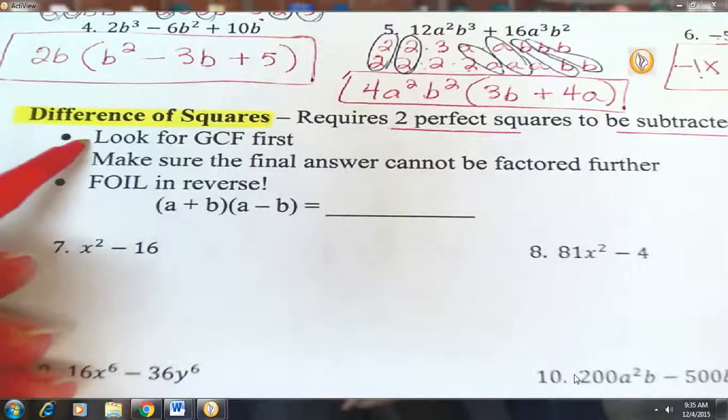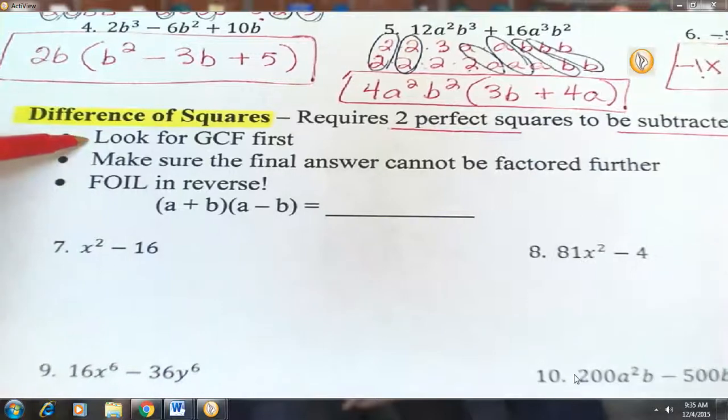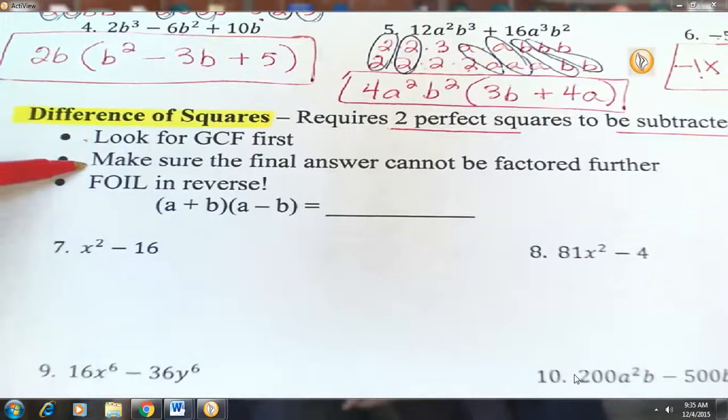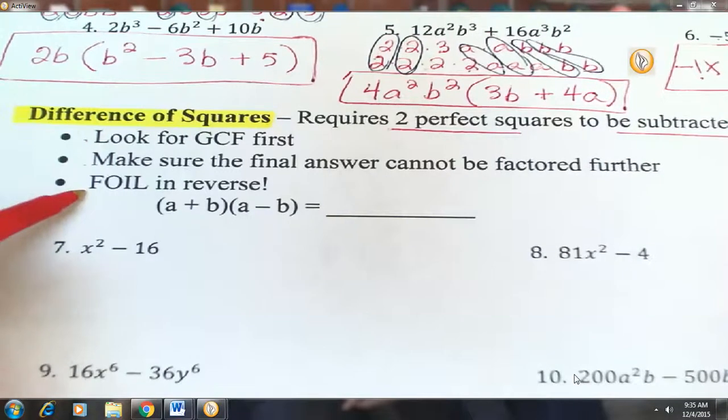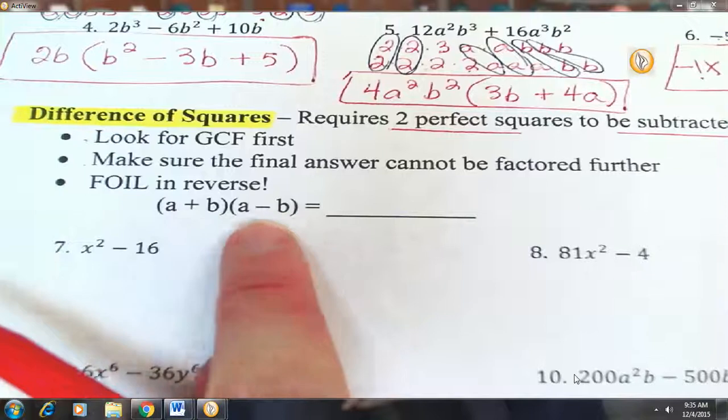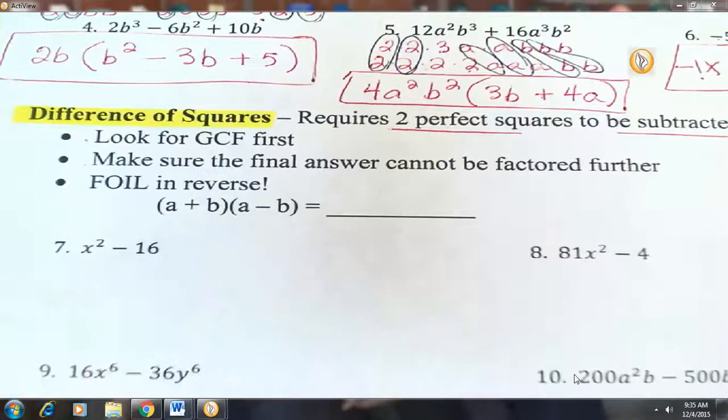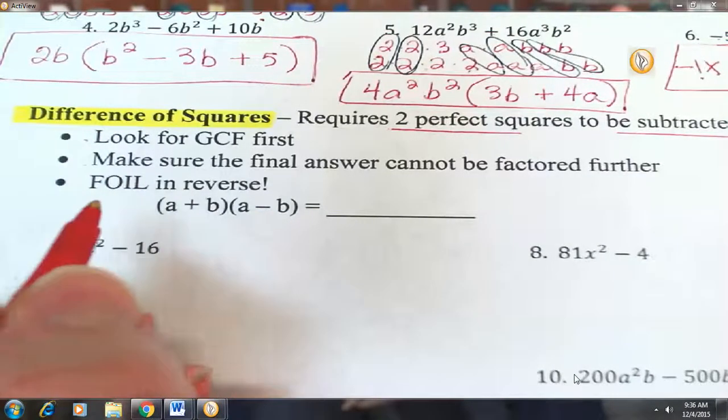Now, we are going to still look for the greatest common factor first before doing difference of squares. And we need to make sure that our final answer cannot be factored any further. This is really FOIL in reverse. Here is a problem that I might have. I want to go ahead and FOIL this out. Do you remember how to FOIL?